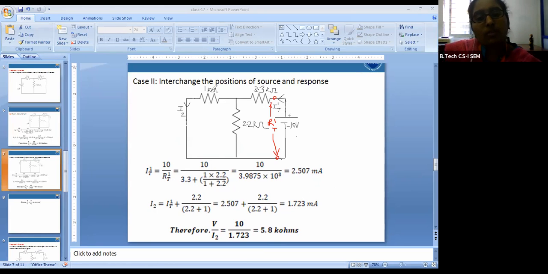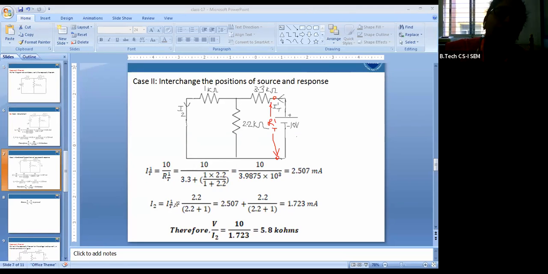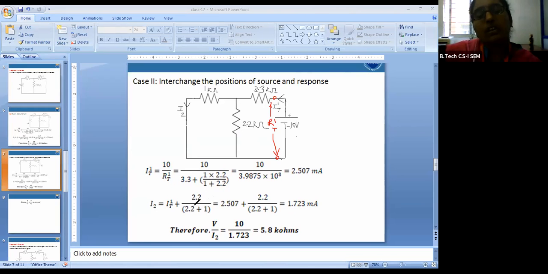Now we want the current I2 in this 1K. So apply current division. I2 equal to IT dash into, this is again a small mistake here, this is not plus, this is multiplication, into 2.2 by the opposite resistance, 2.2 plus 1. Among these two resistors we are finding the current division. What does that give? 1.723.